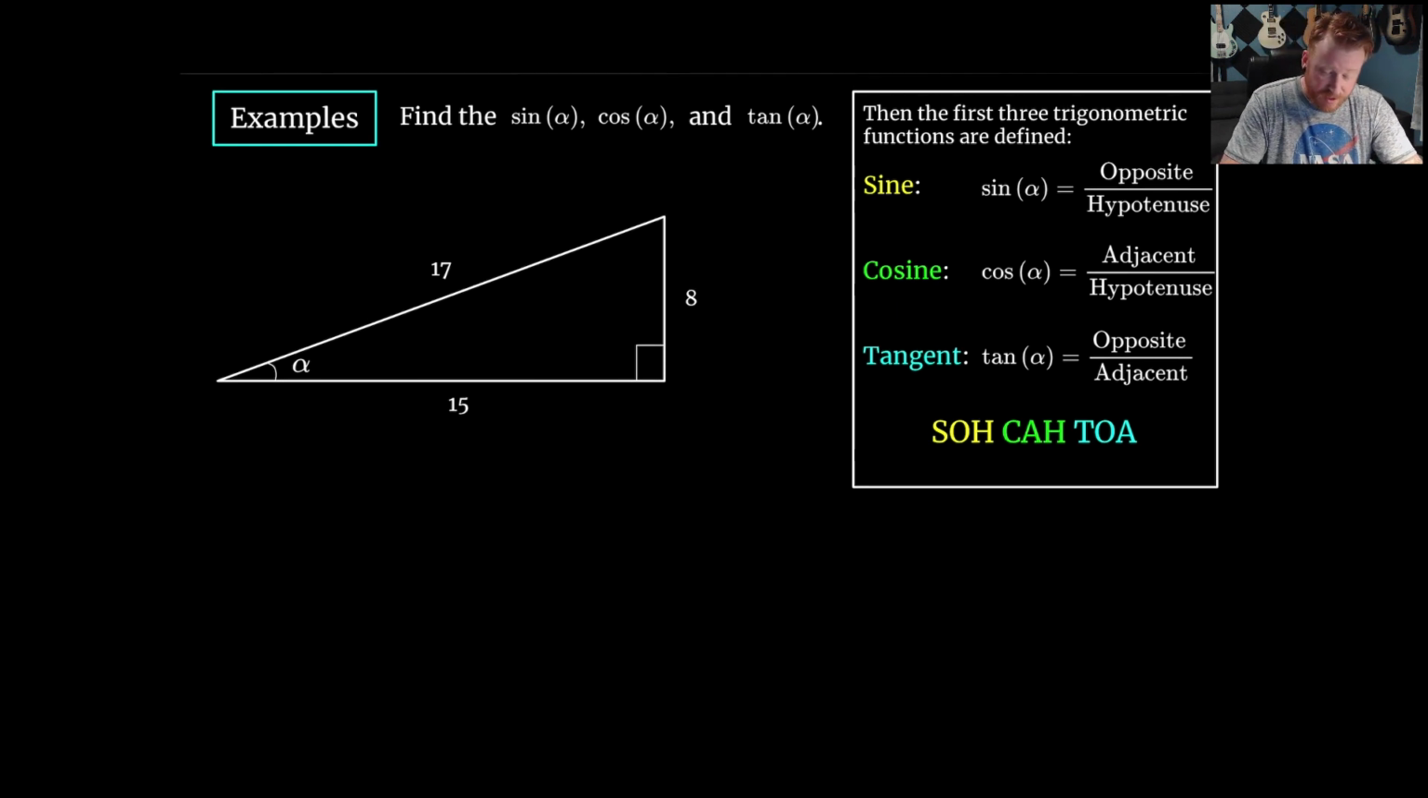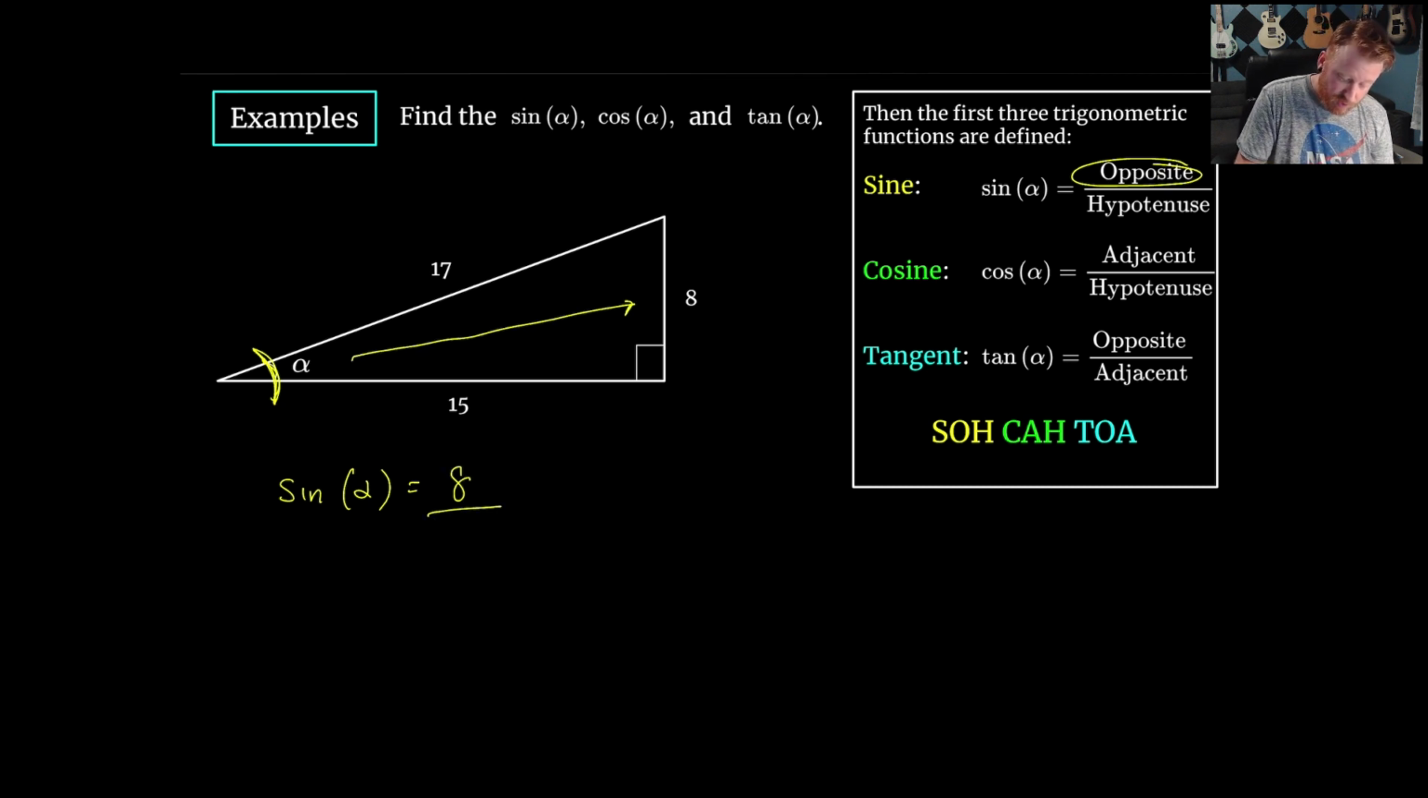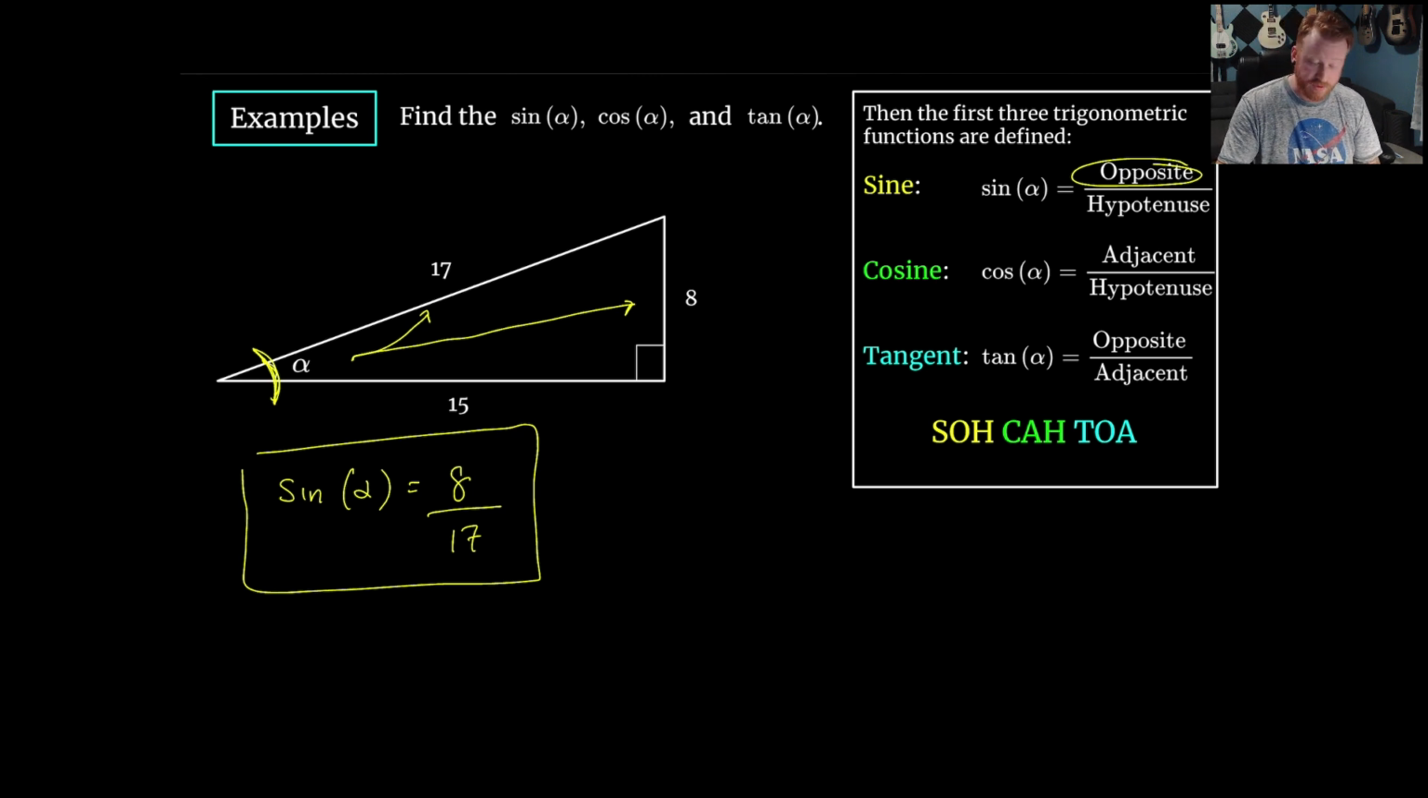So here we are given an example, and we're asked to find the sine, the cosine, and the tangent of this angle alpha over here. Remember that we'll usually use different Greek letters as variables for our angles. So if I want to find the sine, that's going to be the ratio of the opposite side. So if I'm looking for the sine of alpha here, that's going to be the ratio of the opposite side, which is 8, over the hypotenuse, which is 17. So the sine of alpha in this case is 8 over 17.